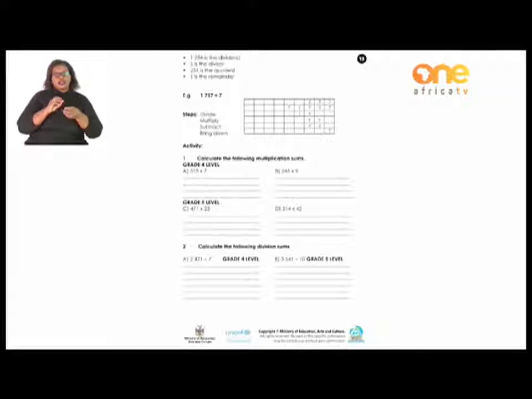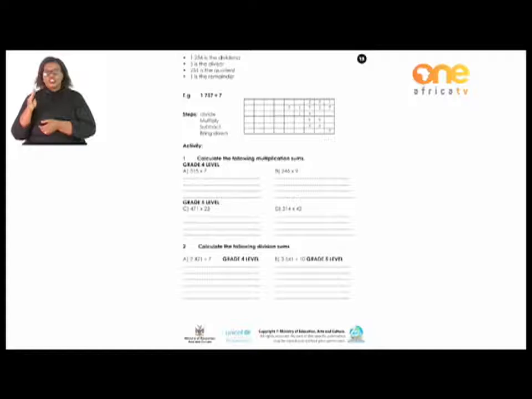Number 2, I want you to calculate the following division sum. The grade 4 learners, work out A, 2,421 divided by 7 and B, 3,541 divided by 10. Boys and girls, thank you so much.